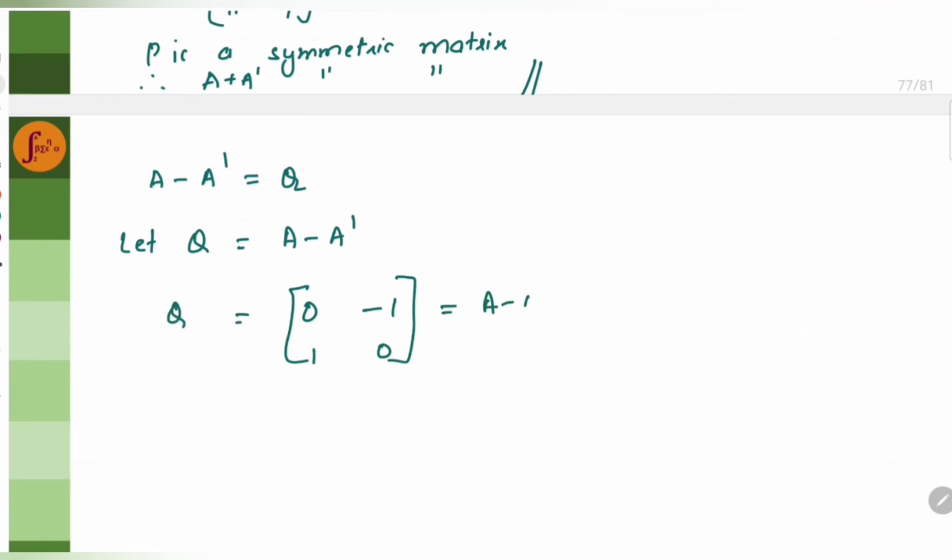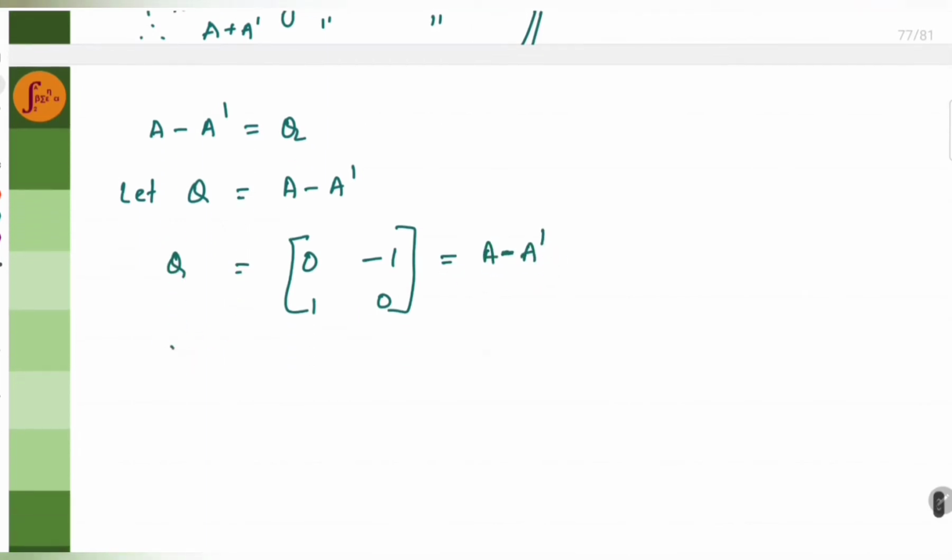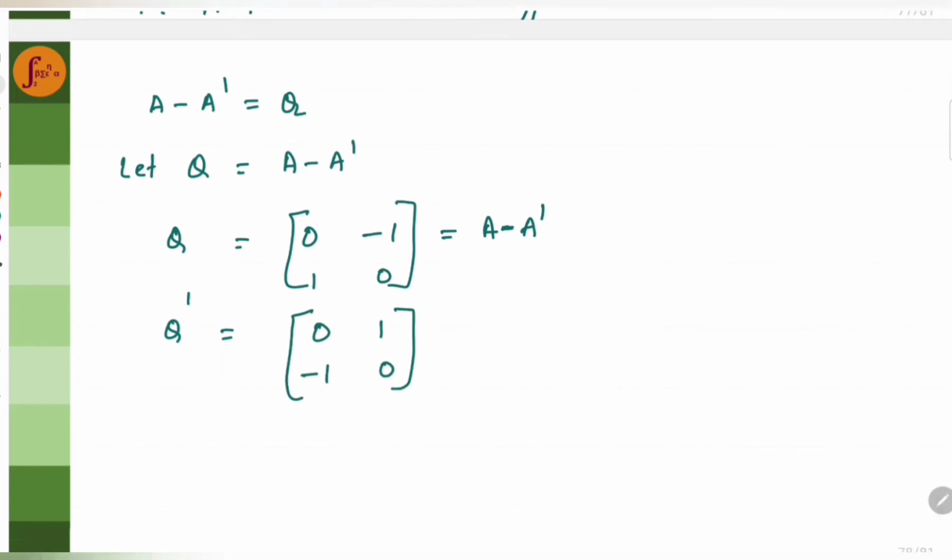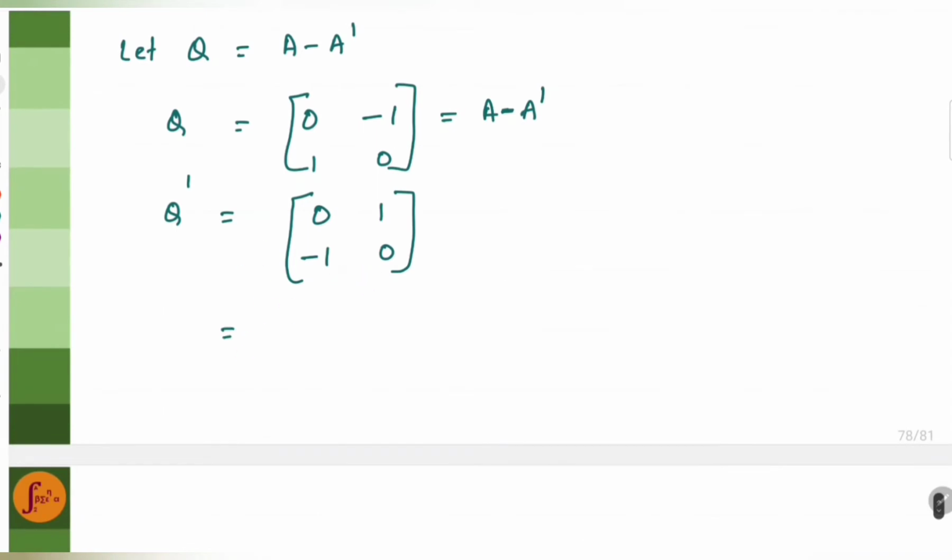This is nothing but A minus A transpose. Now let's take the transpose of this, Q transpose. What is Q transpose? Let me interchange. So I'm going to get 0, 1 and minus 1, 0. Now let's take minus outside. For this, what will happen if I take minus outside? It's going to become 0. Signs are going to get swapped. Plus 1 is going to become minus 1. Minus 1 is going to become plus 1 and 0.